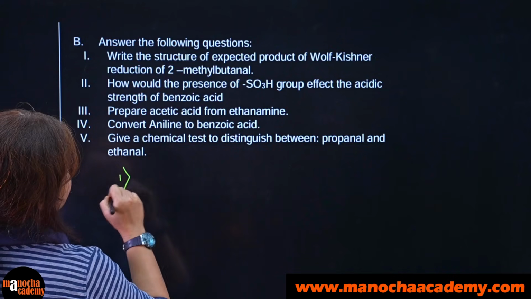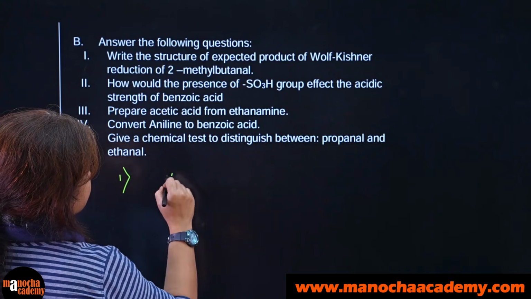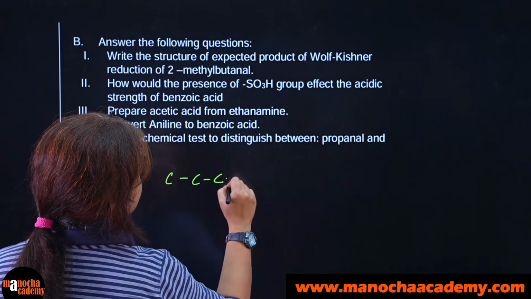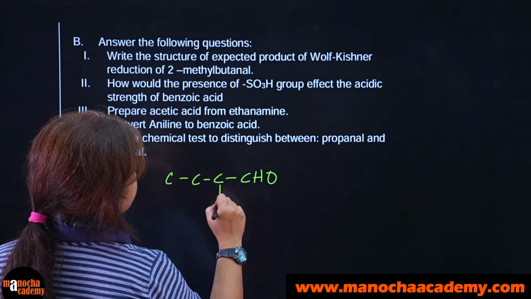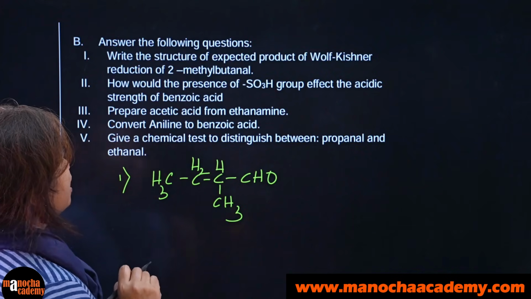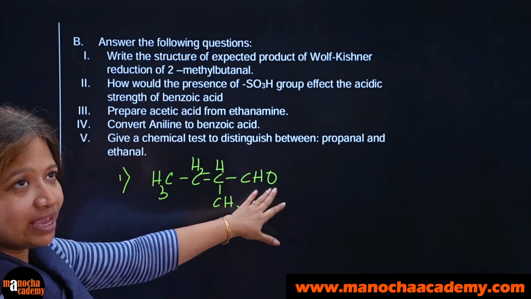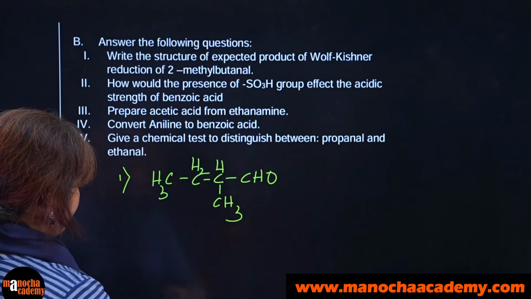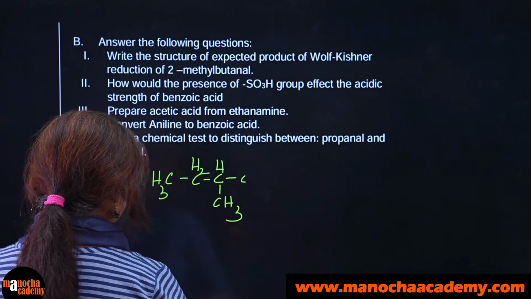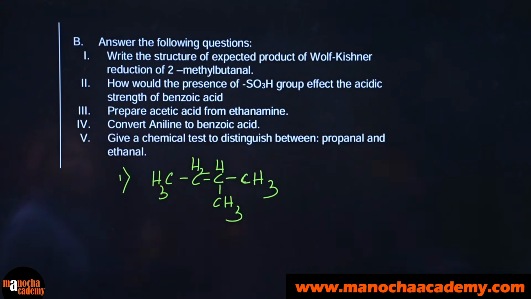So we'll write the structure. 2-methylbutanal. 2-methylbutanal means butanal is 4 carbon atoms. Last one is the CHO group. And 2-methyl is here, CH. And so from here CH double bond O to CH2, you get an alkane. Straight away I'm writing the name of the product here. It has to be CH3. It has to be CH3. So first one done, only the structure they had asked for. So you can simply write this. Next is: how would the presence of SO3H group affect the acidic strength of benzoic acid?